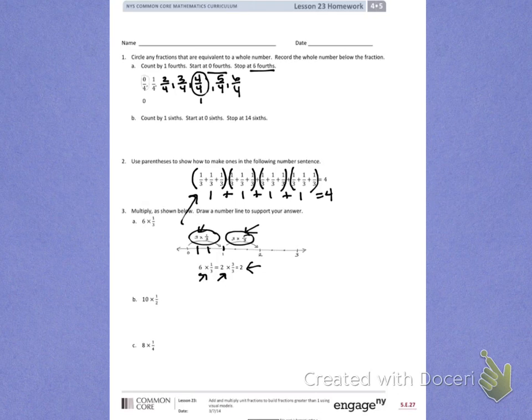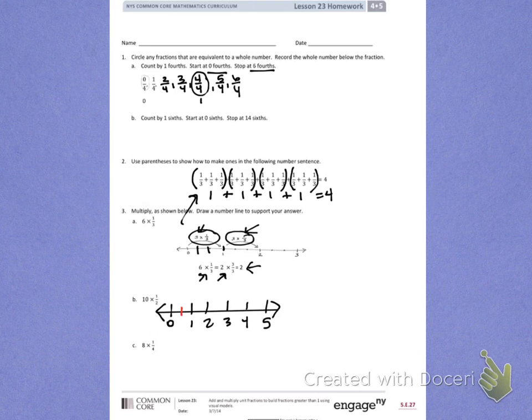Let's do letter B together. Letter B says 10 times 1/2. So I'm going to go ahead and draw a number line. I always put arrows on the ends of my number line. And I'm going to go between 0 and 5. 0, 1, 2, 3, 4, and 5. And I'll show you why I did that in just one moment. And it says 10 times 1/2, so we're going to be counting by halves. So let's go ahead and split those into halves.